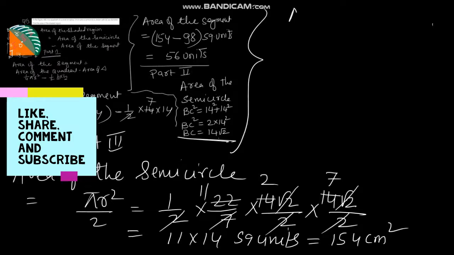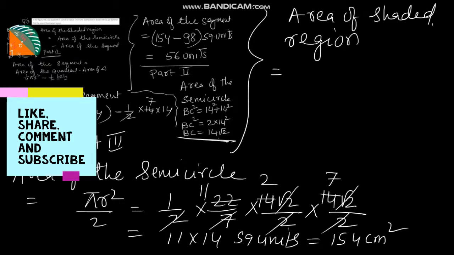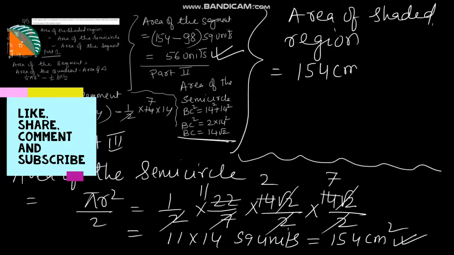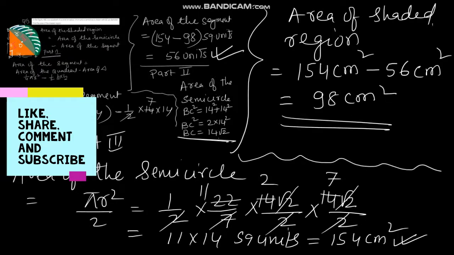Now children, area of shaded region. So area of shaded region is how much? Area of shaded region will be equal to area of the semicircle minus area of the segment. So see here, area of the segment we have got 56 units and area of the semicircle we have got 154 centimeter square. So you can write directly 154 centimeter square minus 56 centimeter square. So how much you will get? 98 centimeter square. So the area of the shaded region is equal to 98 centimeter square.